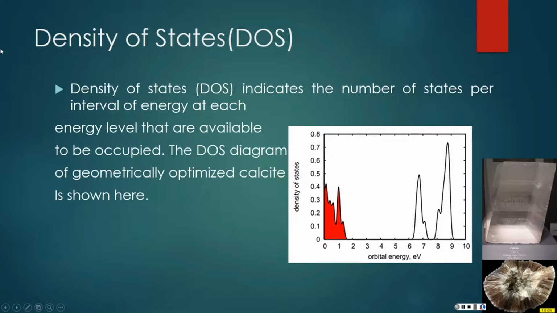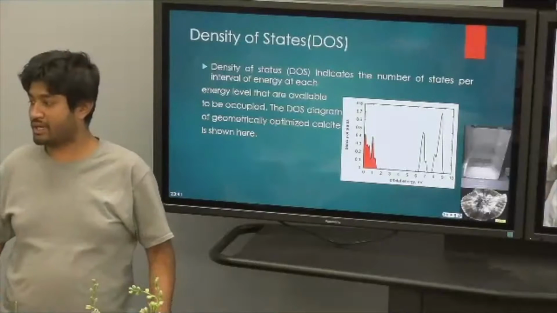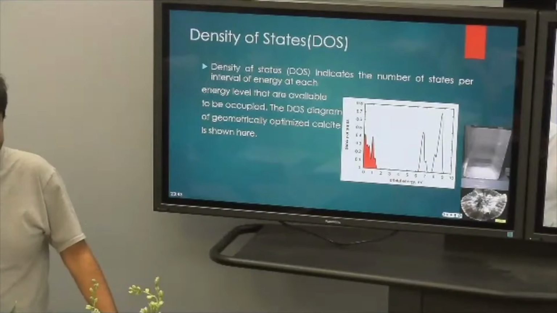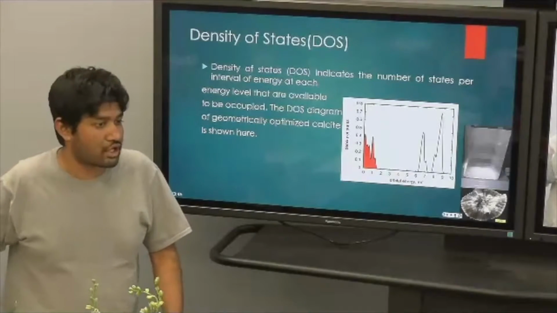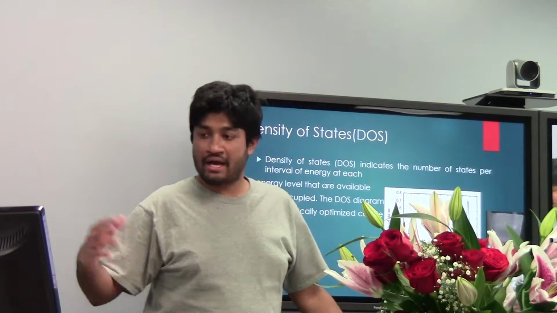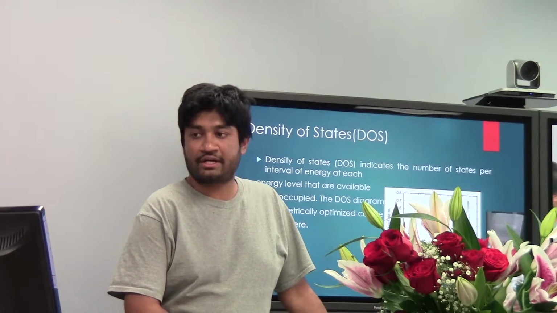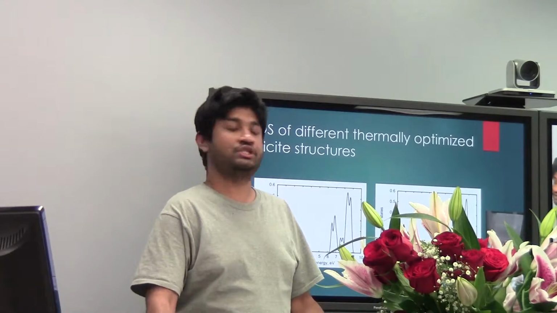So first, the density of states. It indicates the number of states per interval of energy at each energy level that are available to be occupied. Here, this is the DOS diagram of our geometrically optimized structure. And after running MD at different temperatures, we got this DOS diagram.